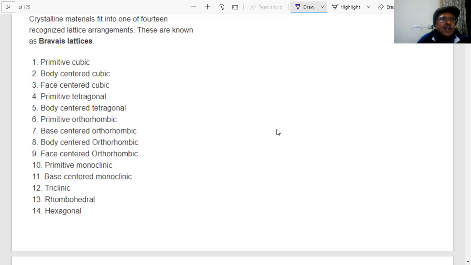So here, primitive cubic, one; body centered cubic, two; face centered cubic, three; primitive tetragonal, four; and so on. We are saying there are how many possibilities? Primitive, body centered, face centered cubic, primitive tetragonal, body centered orthorhombic, face centered orthorhombic, primitive base centered, and like this. So the maximum number of variations is shown by which one? Which unit cell is showing the maximum variation, students? Four was shown by which one?